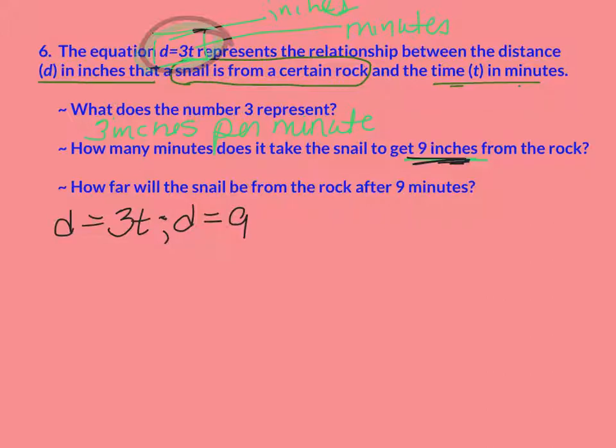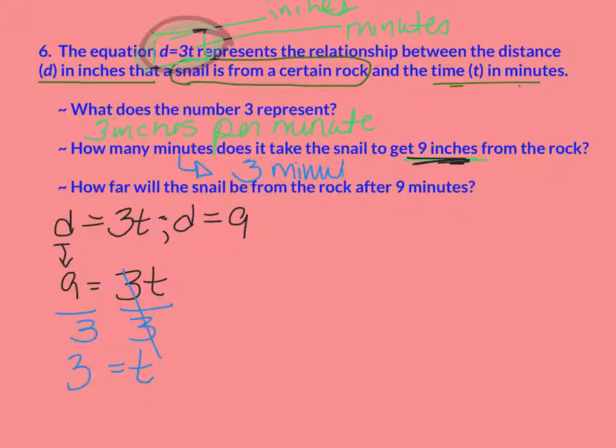So I just substitute in. Every time I see a d, I'm going to put a 9. So I've got 9 equals 3t. Well, now it's a very simple one-step equation that you should know how to solve. Right here, it tells me that we're multiplying t times 3. What's the opposite of times 3? You should know that that's divide by 3. Divide both of these by 3. Those cancel. I'm left with t. 9 divided by 3 is 3. So the answer for the second one, how many minutes does it take? It takes 3 minutes for that snail to get 9 inches from the rock.